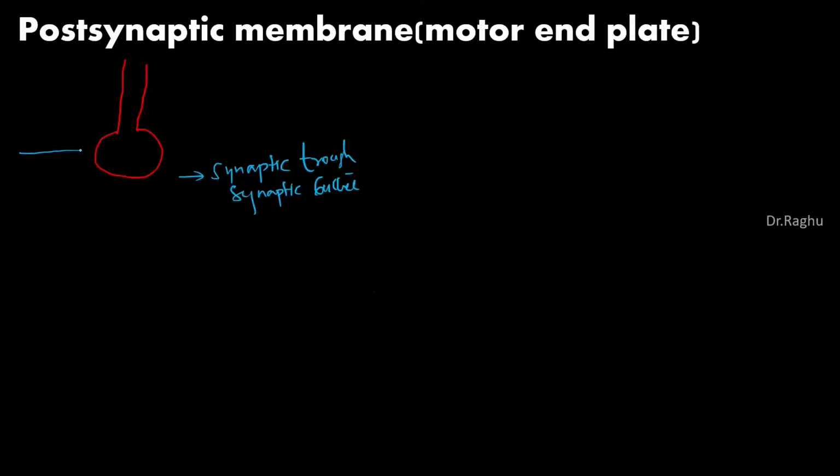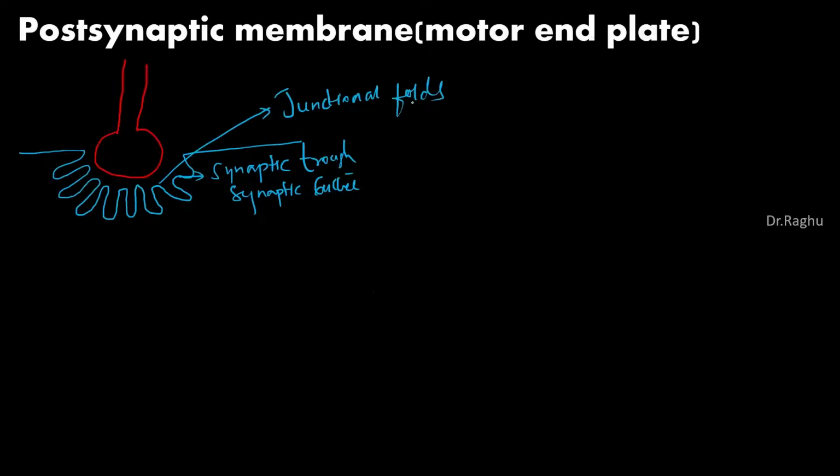So if this is the postsynaptic membrane, then this postsynaptic membrane is thrown into folds like this. When it is thrown into folds, the surface area of the postsynaptic membrane is going to increase, and these folds which you are seeing here are called the junctional folds. And this part of the postsynaptic membrane which you are seeing, present in between these two folds, is what is called a subneural cleft.